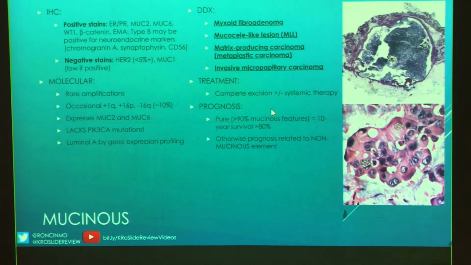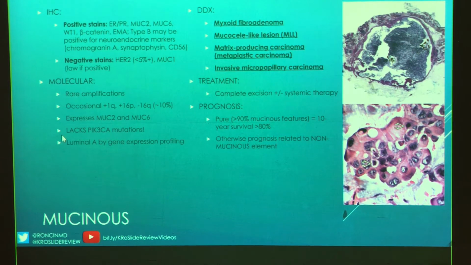Stains, whole bunch of stains. Really the important thing to note is that your type B can be positive for your neuroendocrine markers. And obviously because of mucin, here look, we have lots of mucin. Wnt1, beta-catenin, that should tell you that the beta-catenin and Wnt1 pathways can be involved.